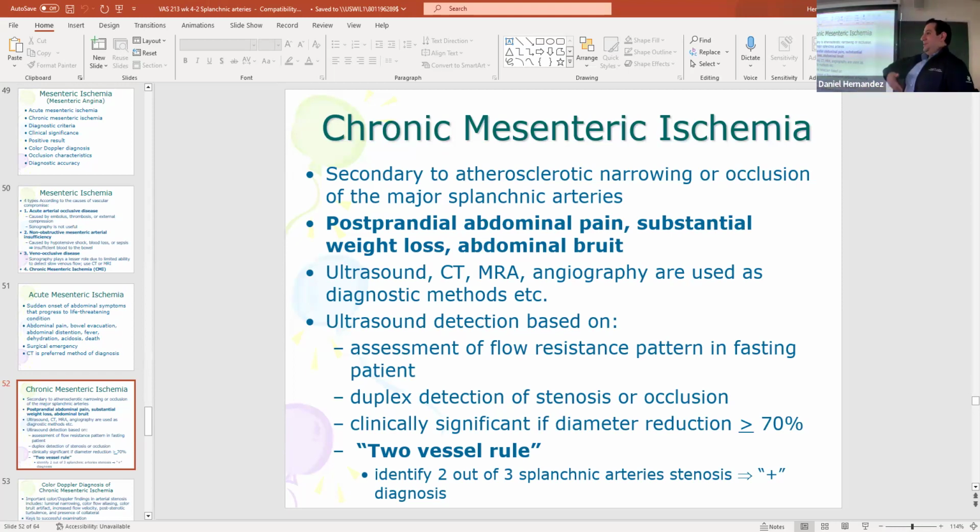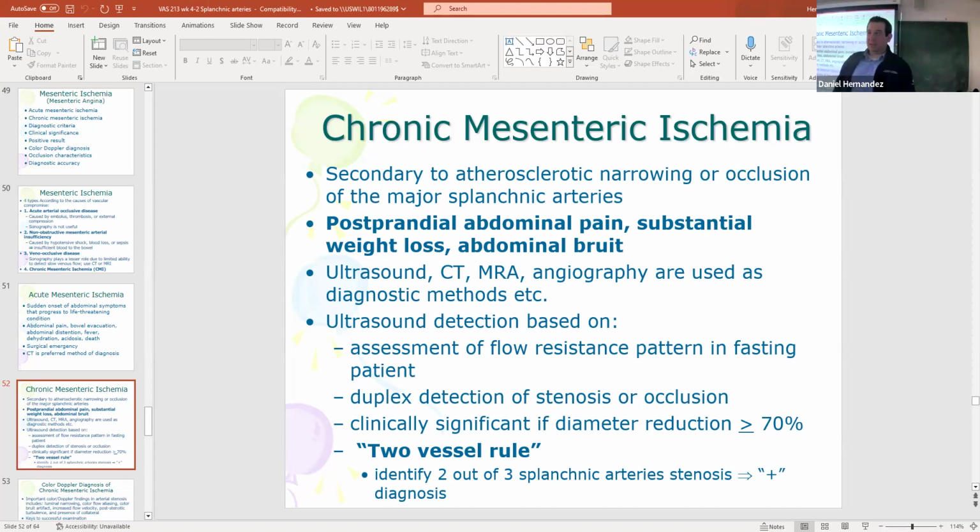200, 275, 200. And in order to make that diagnosis of chronic mesenteric ischemia, it has to follow the 2-vessel rule. So we have to identify 2 out of the 3 splanchnic arteries being stenotic in order to have a positive diagnosis. So that could be a little bit tricky if we've not seen vessels.